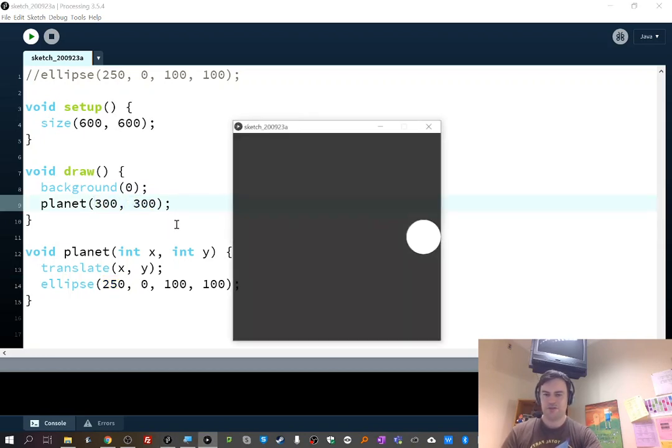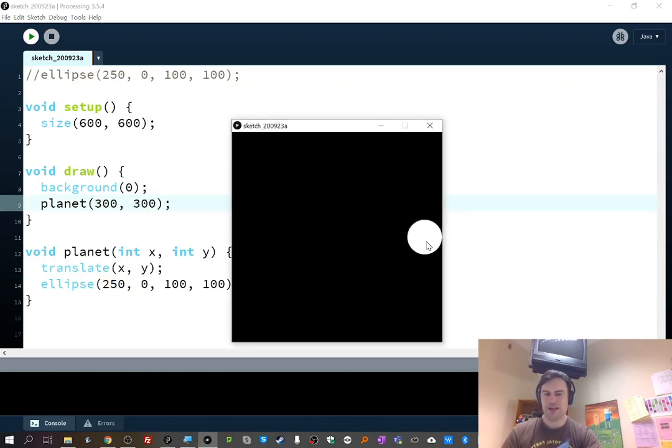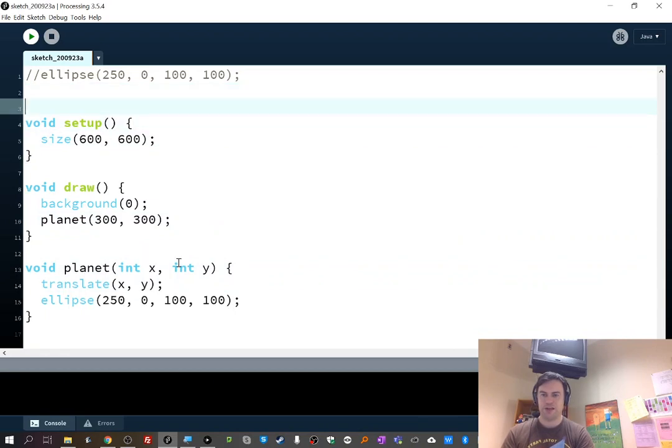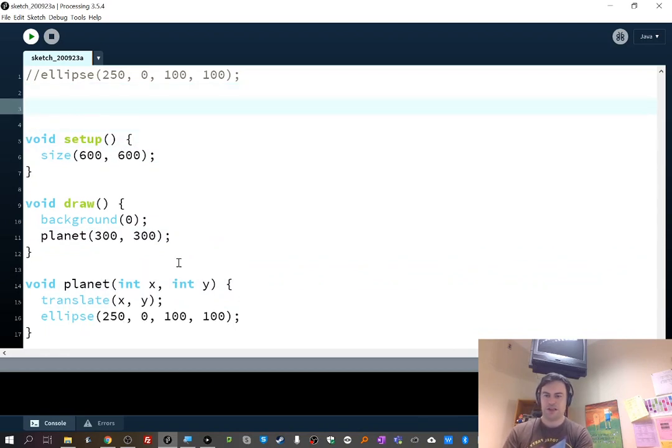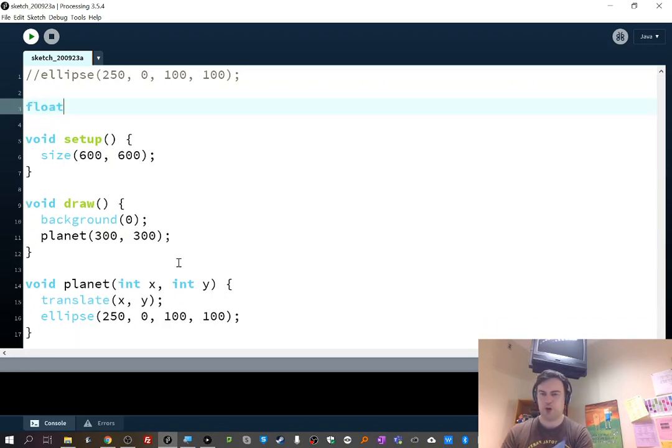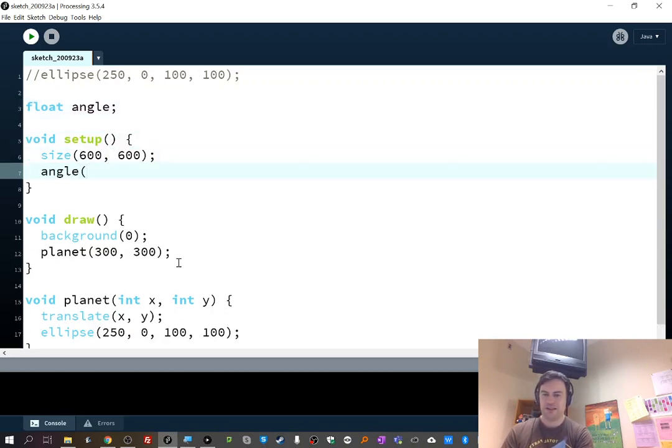So if I run this, where do we see our planet? It's over on the side. But now we're set up for rotations. So I'm actually going to put in that rotate, and I'm going to need a variable to rotate. No, what am I talking about? I want to make a float for the variable, angle. We'll start angle at 0, angle equals 0.